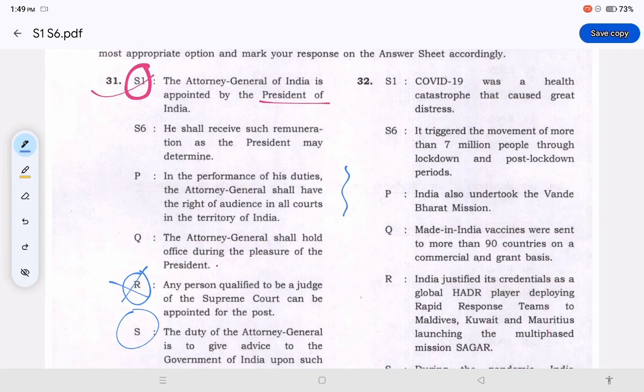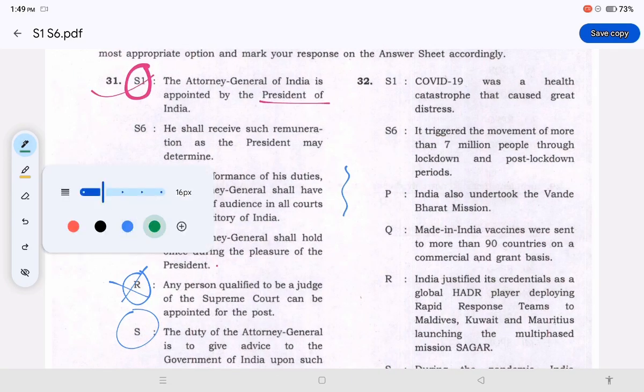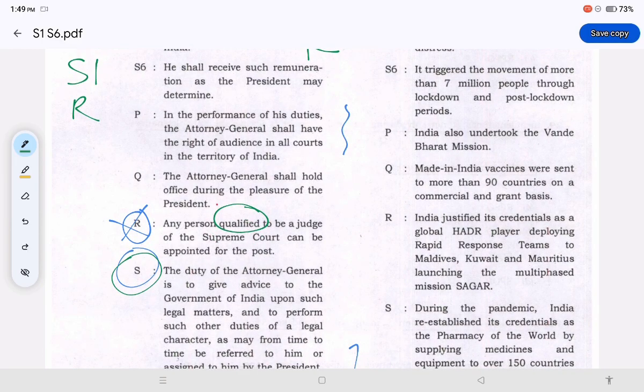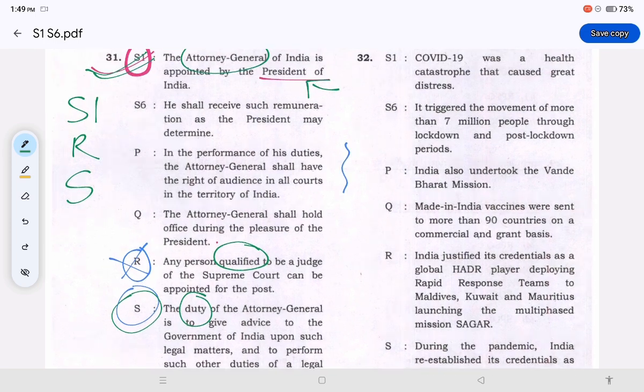Now you see there is a very amazing chronology going on. We are talking about the Attorney General in the first sentence. He is appointed by whom? We got to know. In the second sentence, that is R, we are talking about his qualification. Now, after qualification, we can talk about his duty. So that is essentially S6. We are talking about duty. And then we are left with P and Q. You need to figure out which out of this comes first.